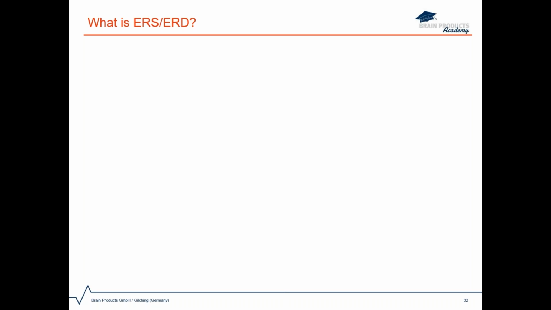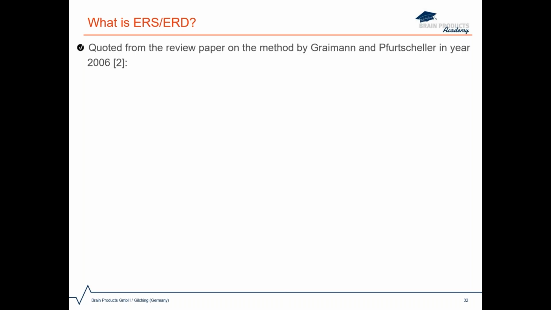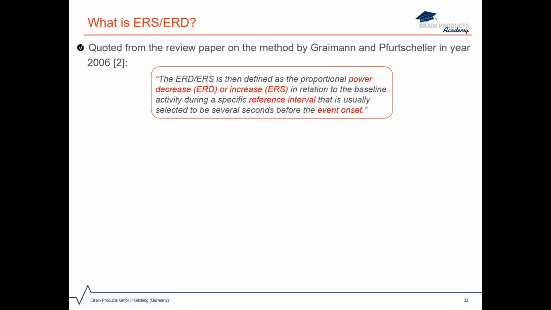So what is ERS-ERD? Quoted from the review paper on the method by Pfurtscheller and Lopes da Silva in year 2006, the ERS is defined as the proportional power decrease or increase in relation to the baseline activity during a specific reference interval that is usually selected to be several seconds before the event onset.